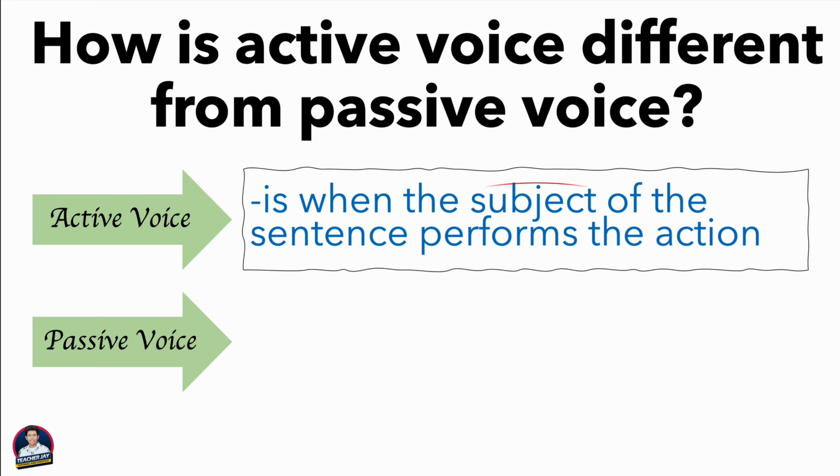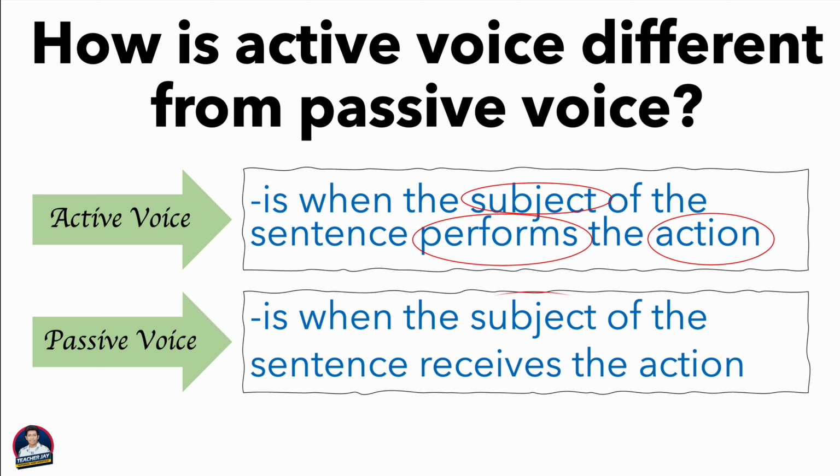Active voice is when the subject of the sentence performs the action, while passive voice is when the subject of the sentence receives the action. For active voice, take note of the words subject, performs, and action. For passive voice, take note of the words subject, receives, and action.